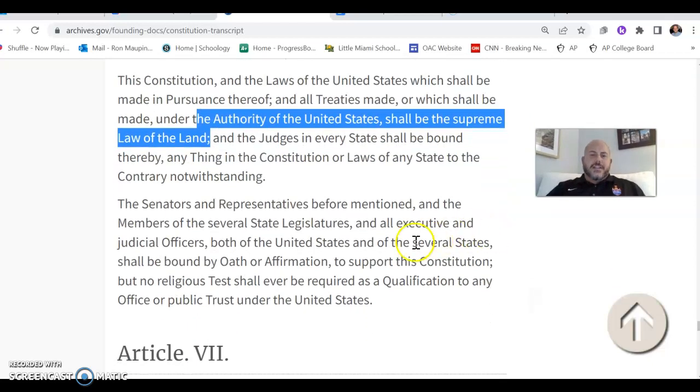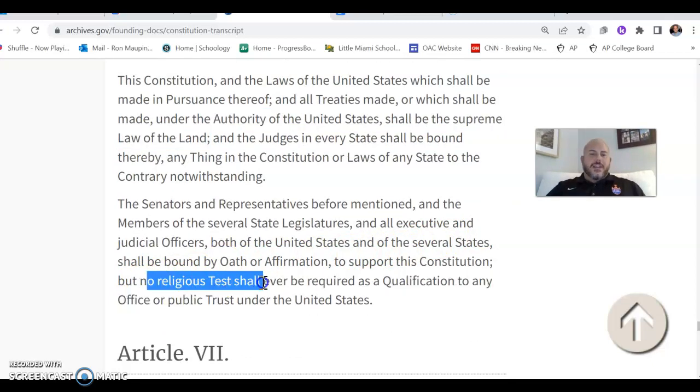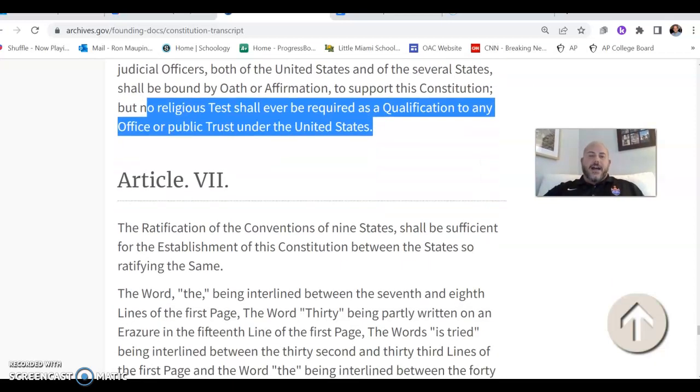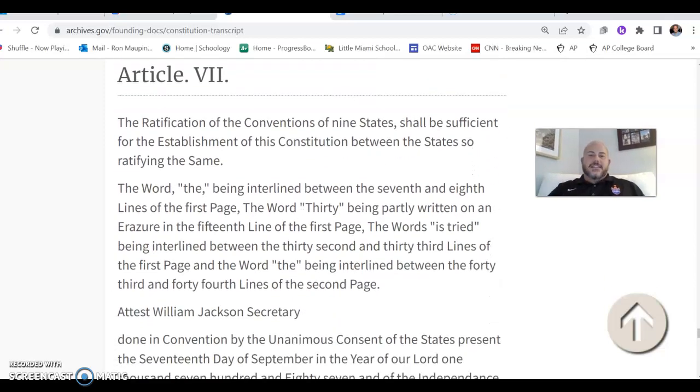It also includes in here that there shall be no religious test to hold any federal office. That's kind of an interesting thing. This is before the First Amendment freedom of religion provision, but it does say that you cannot apply a religious test or religious qualification to hold any federal position. That's pretty progressive.